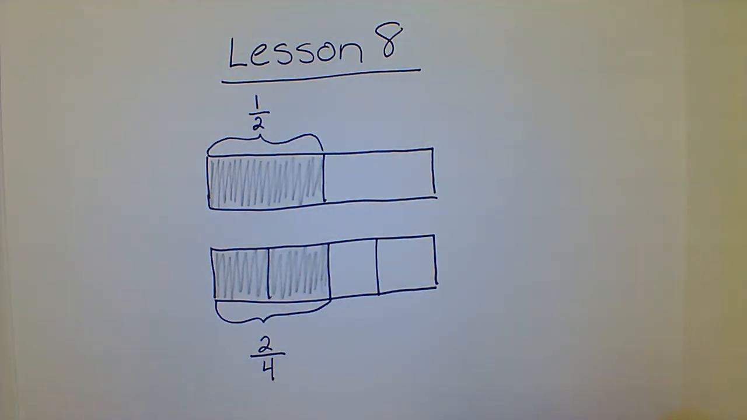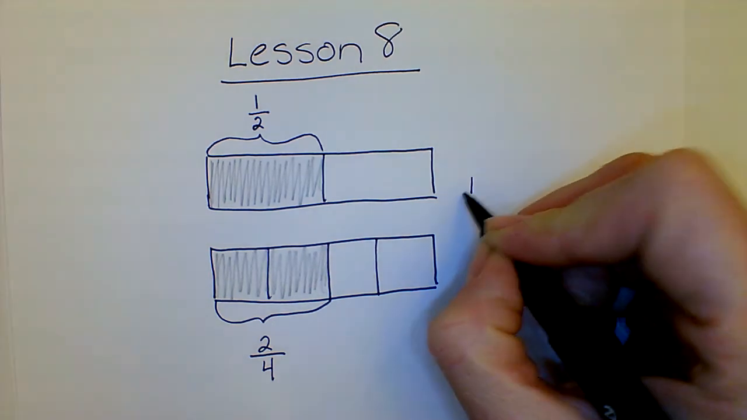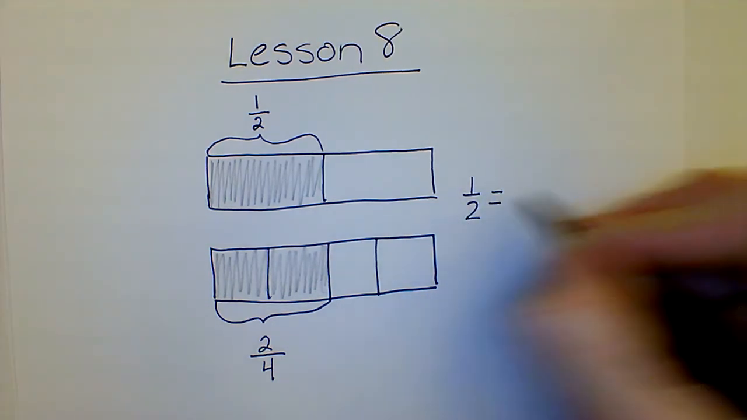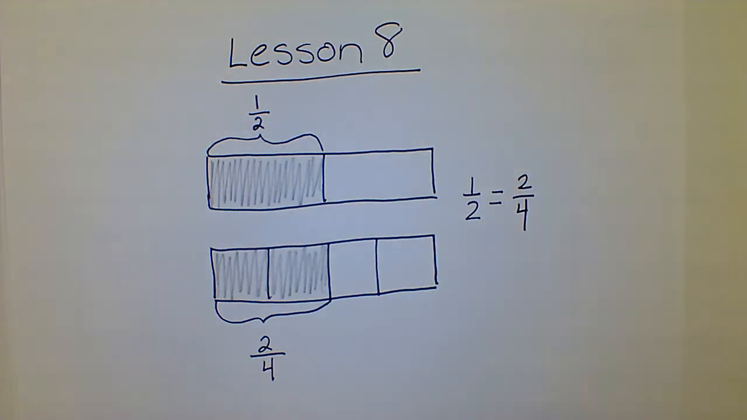This is what we've been doing in our lessons. The only difference is that this time I pulled the two pieces apart. I did it in two different drawings or tape diagrams. And I could write this. I could say that 1/2 is equal or equivalent to 2/4.